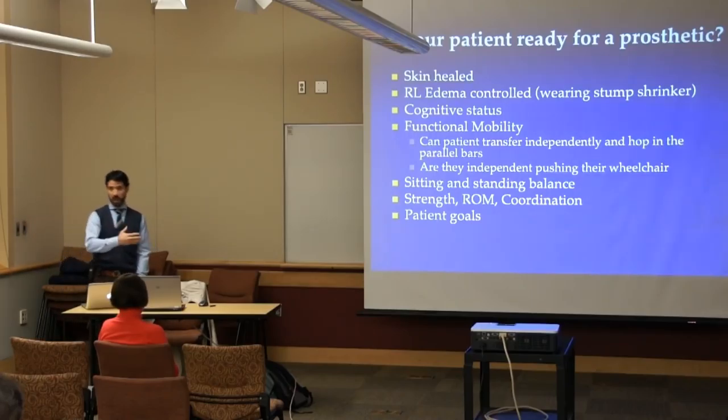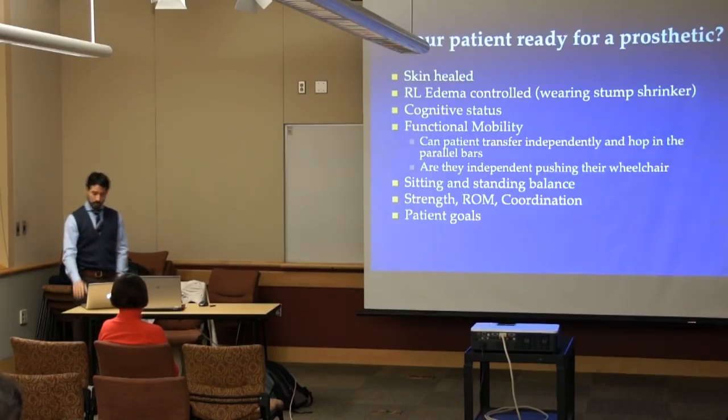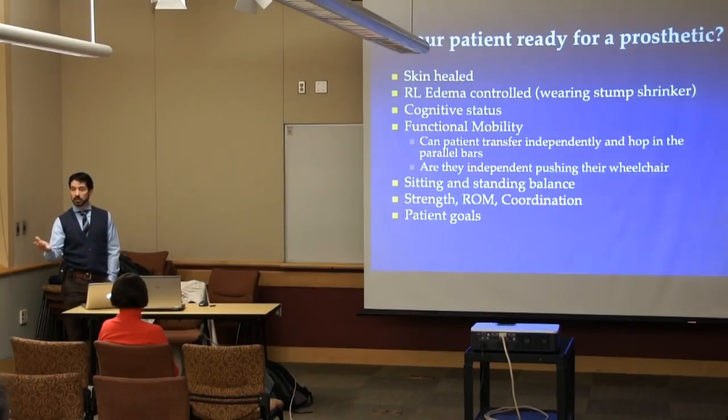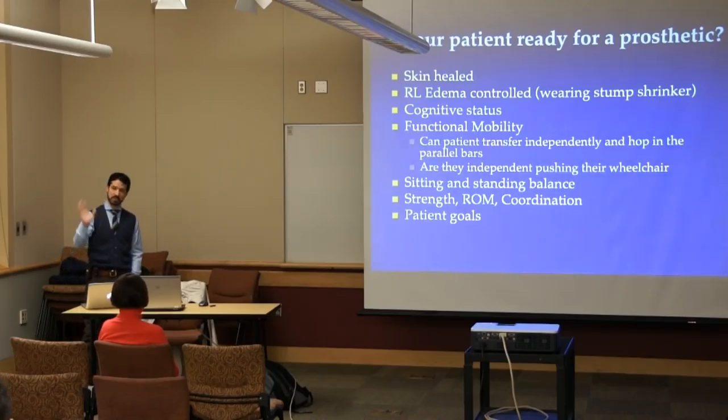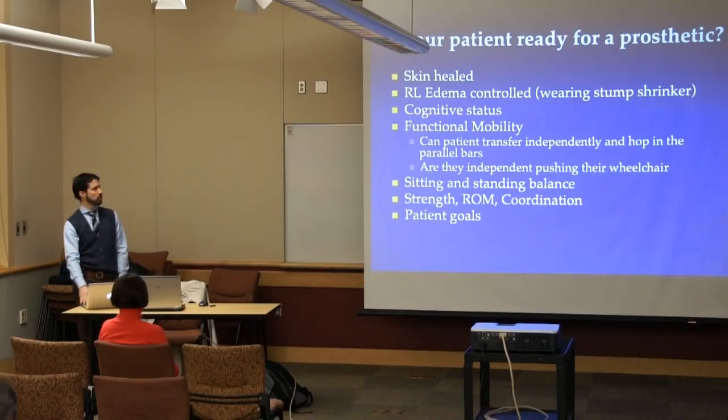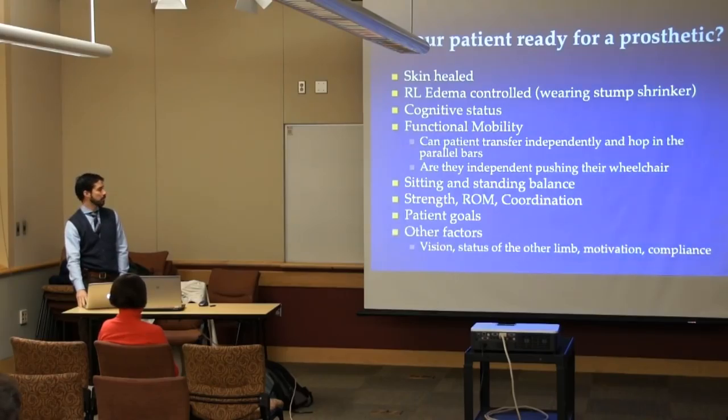Some of them will say, I want to go back and be a soldier. Then obviously you have your dysvascular guys who say, all I want is to be able to walk up the stairs to my home and get on my Lazy Boy and watch TV, and that's enough. So it's important to really understand what your patient's goals are. And sometimes their goals are such that having a prosthesis is not important for achieving them. That's unusual, but it does happen. And then there are other factors: vision, status of the other limb. Motivation is a huge one.